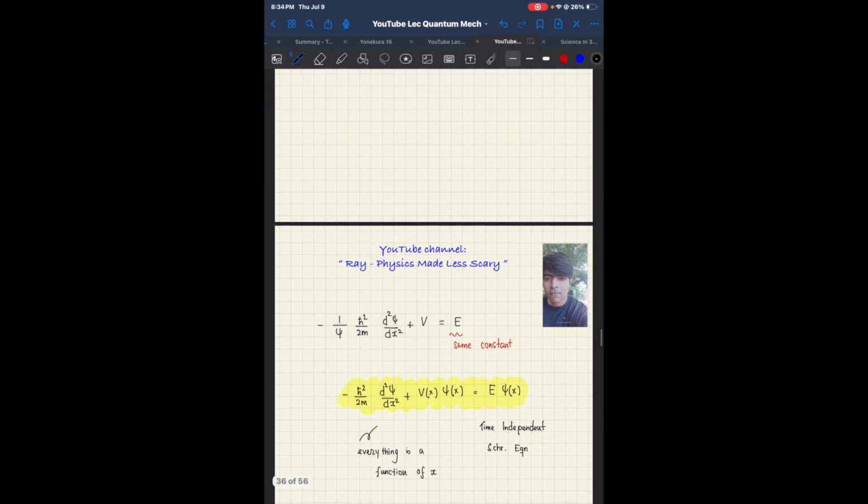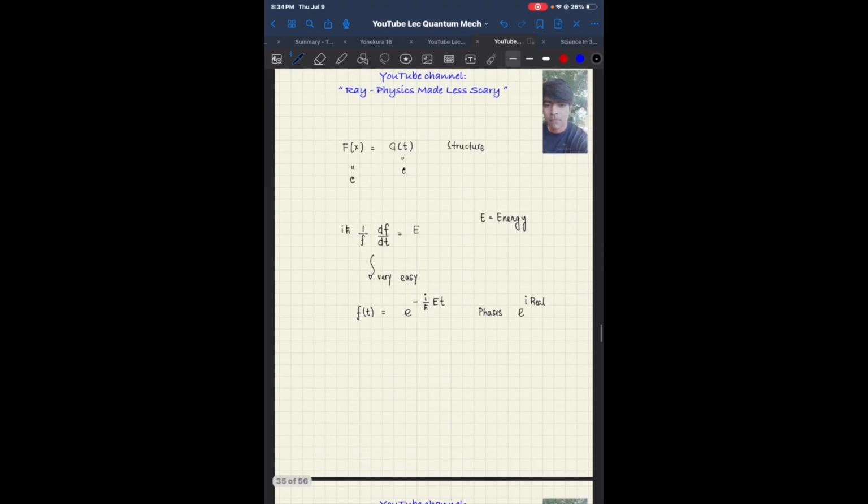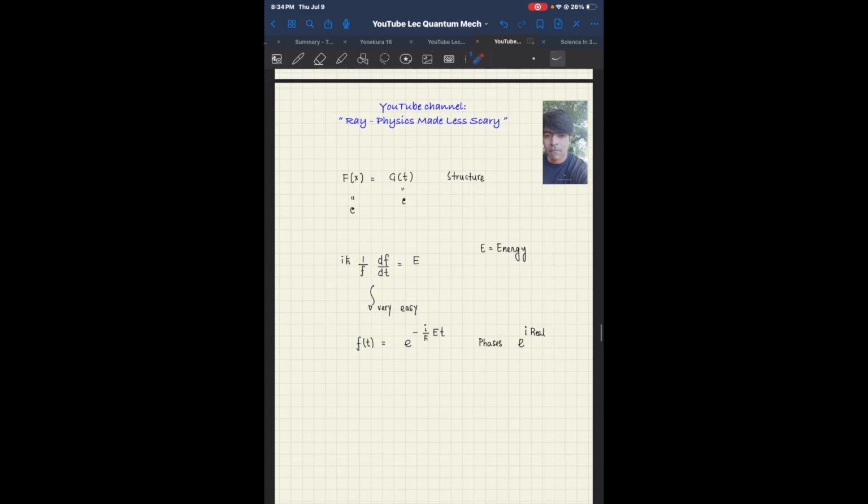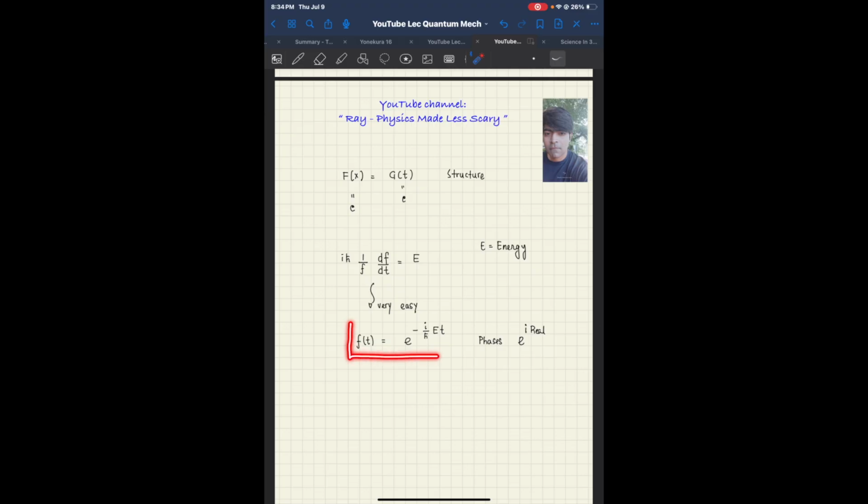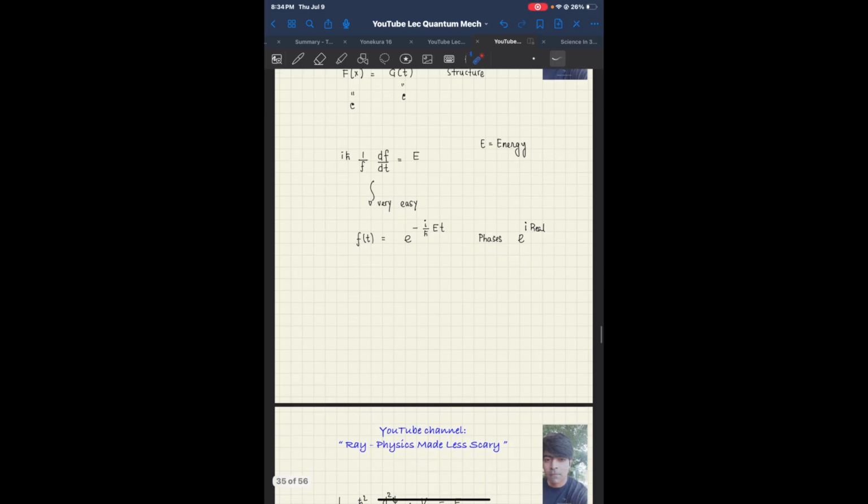Of course, the original problem had a time dependence, but using the clever ansatz and this separation of phase method, you have solved for the time dependence part, and this is the time dependence part. So your actual wave function, which was psi, a function of both x and t, as I've mentioned, is psi of x times e to the power minus i by h cross E times t.